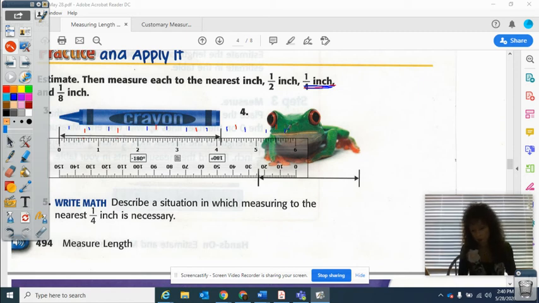Okay. So I wish that I could draw on the ruler, but the tool doesn't allow me to do that. So what do you think the length of this crayon is, from 0 to this line here, to the nearest 1/4 inch? It's still somewhere between the 4 and the 5. We just have to figure out the fraction.